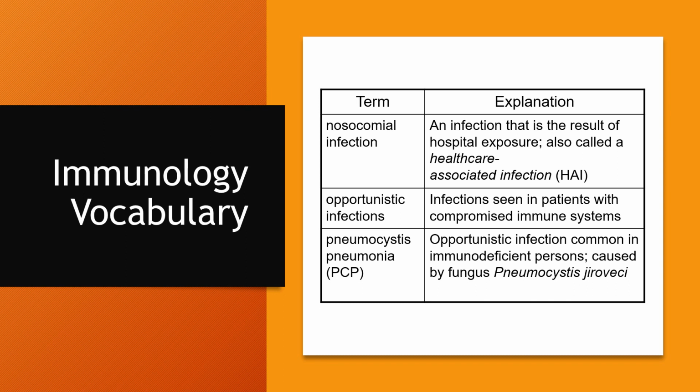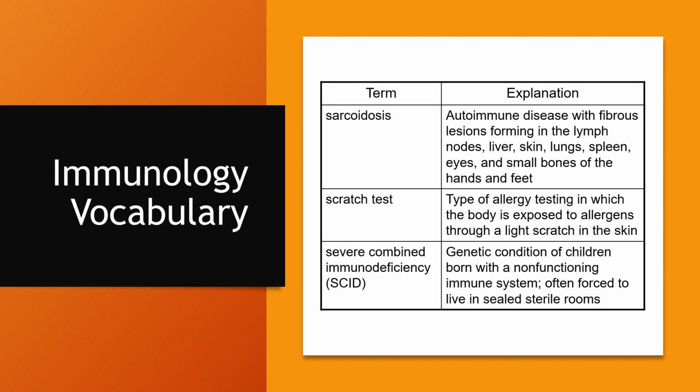Opportunistic infections are seen in patients with compromised immune system, and pneumocystis pneumonia, or PCP, is an opportunistic infection common in immunodeficient people caused by a fungus called Pneumocystis jirovecii. Sarcoidosis is an autoimmune disease with fibrous lesions forming in lymph nodes, liver, skin, lungs, spleen, eyes, and small bones of the hands and feet.